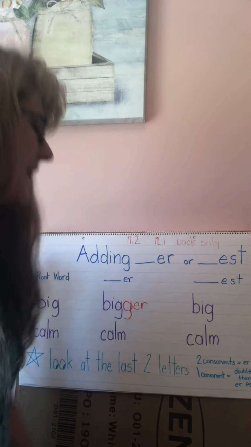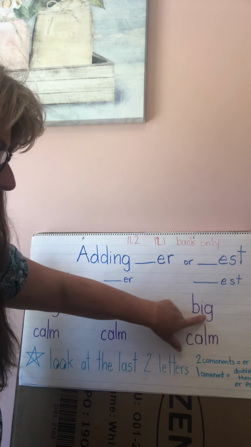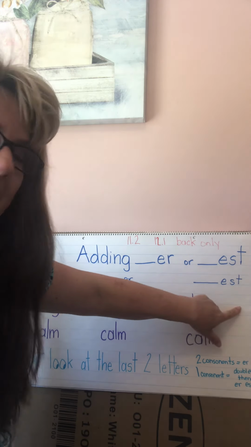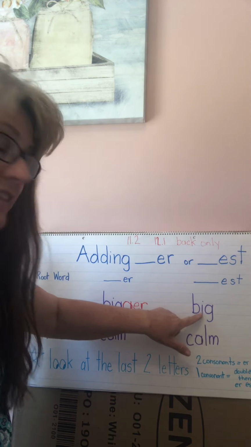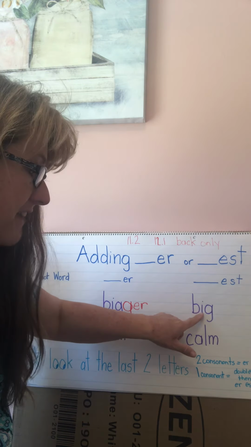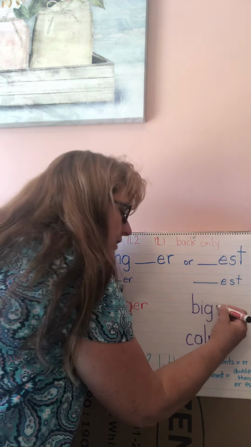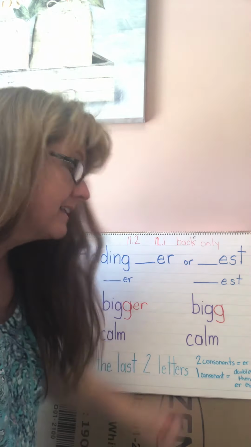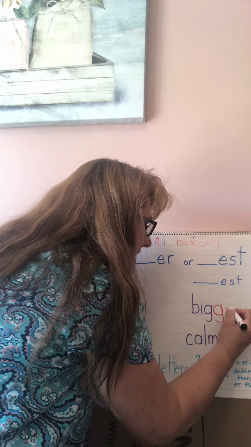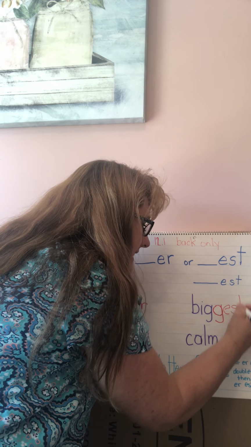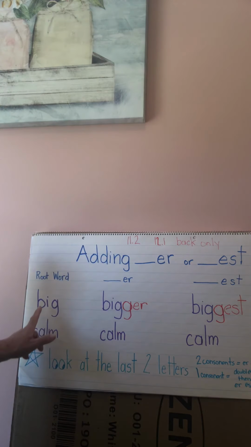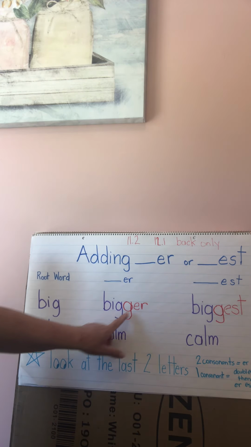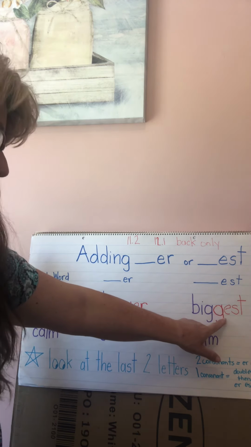Same thing when I'm adding EST. Look at the last 2 letters. If both of them are consonants, I can just add EST. But both of these are not consonants. I is a vowel. So I have to add another G. Word still says big. Then I can add my EST. So now I have the root word big, then the word bigger, and the word biggest.